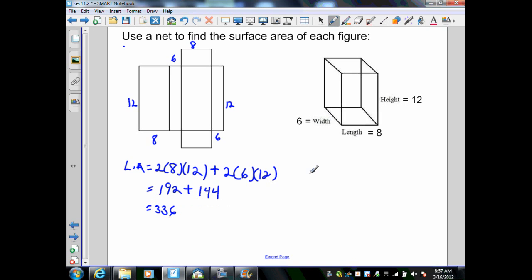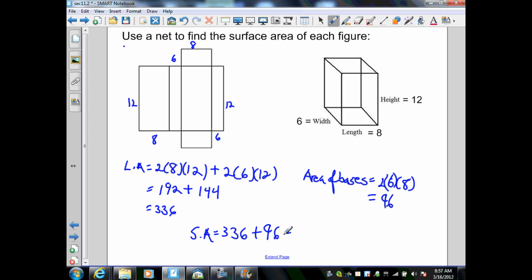My area of my bases equals the dimensions of my base, which are 6 times 8. That's my area, but I have two of them, so I'll multiply by 2. So 6 times 8 is 48, times 2 is 96. So my surface area is going to equal 336 plus 96. And when I find that sum, I get 432.